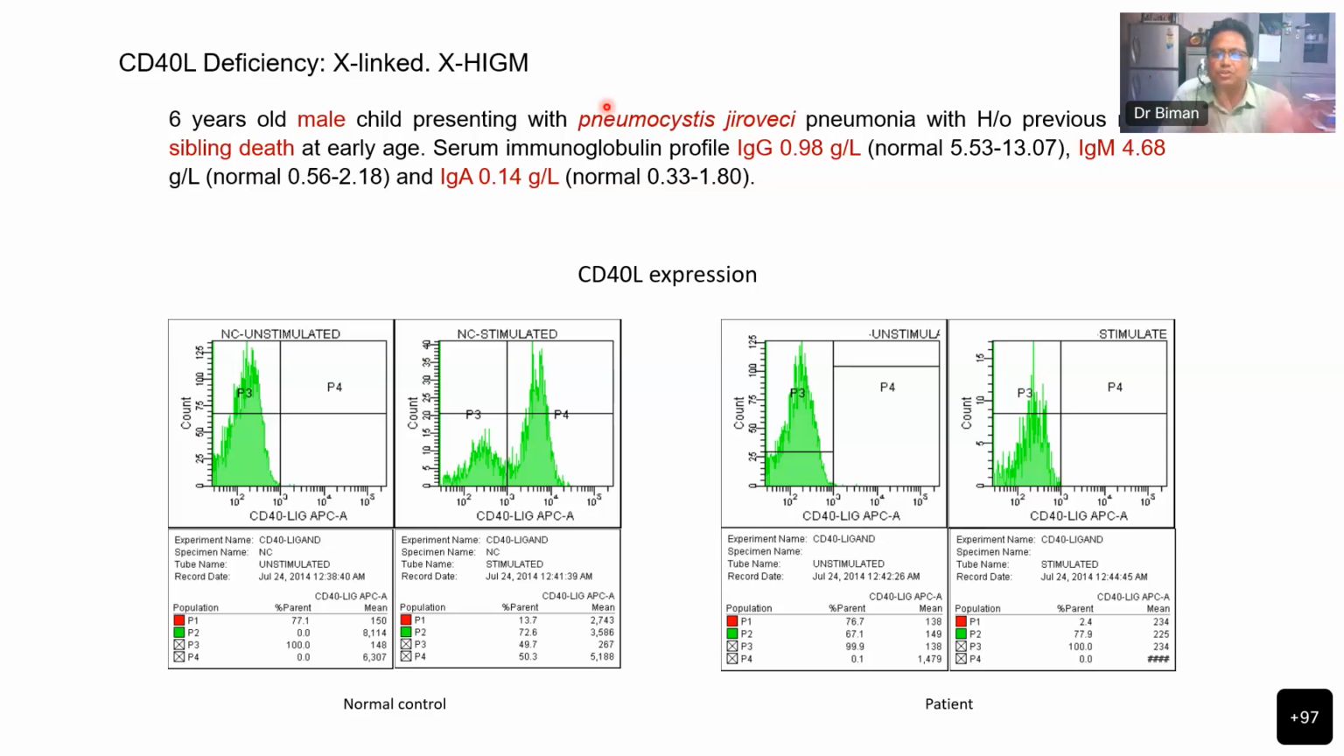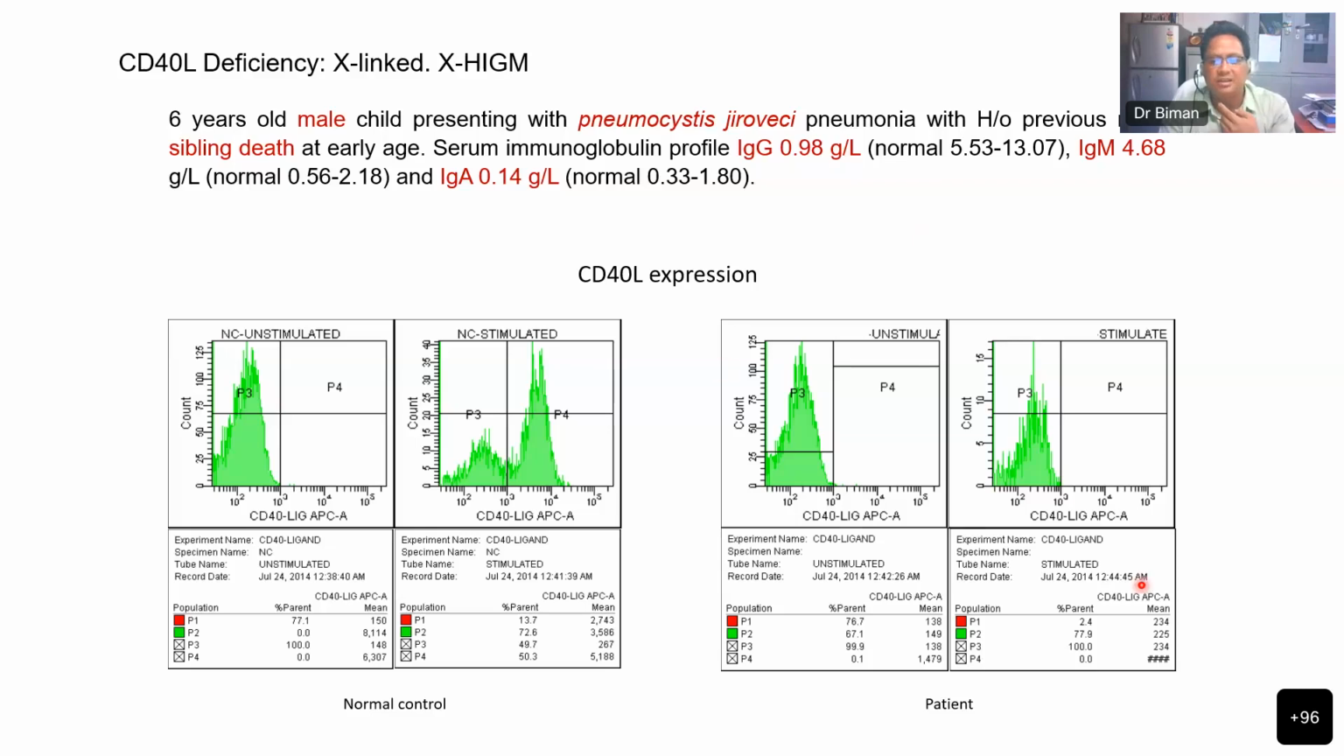So if this switch doesn't happen, if the CD40 ligand interaction is not there because of a defect in the CD40 ligand, this switch is not happening. That's why you see all the B cells are producing IgM. They are not producing IgG or IgA because the shift hasn't happened. So this is called hyper IgM syndrome. This is X-linked hyper IgM syndrome because the CD40 ligand gene is on the X chromosome. So that's why I see that it's a male child.